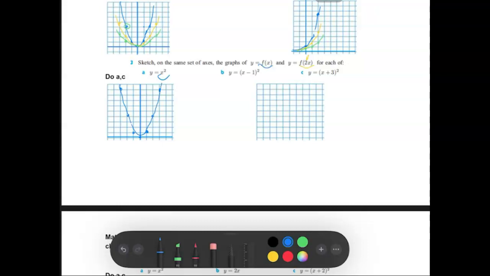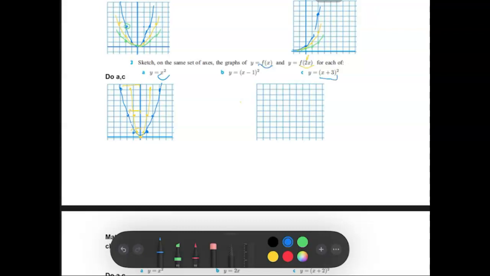Okay, and then I'm going to do a horizontal compression by a factor of 2. So everything is going to be half as far as before from the y-axis. So like this, for example, is 2 units away, so it's going to be 1 unit away. This is 1 unit away, so it's going to be half a unit away, and the vertex is going to stay in the same place. This is 3 units away, so I'm going to make it 1.5 units away. Okay, so it's a narrow parabola.